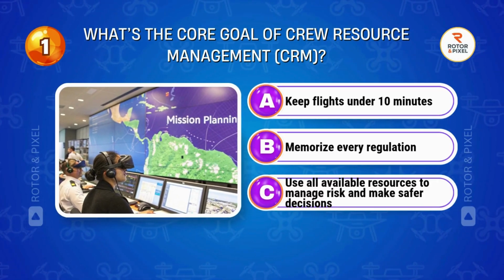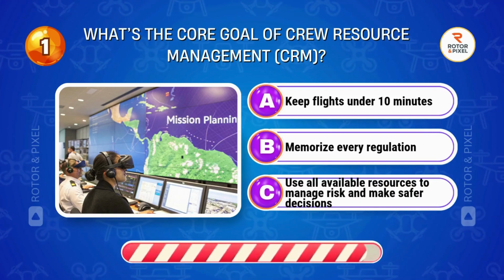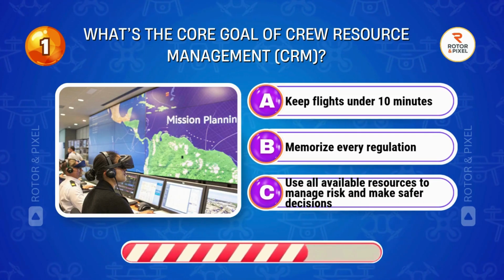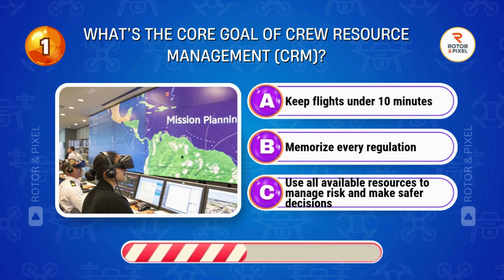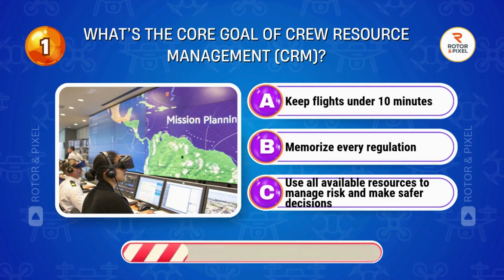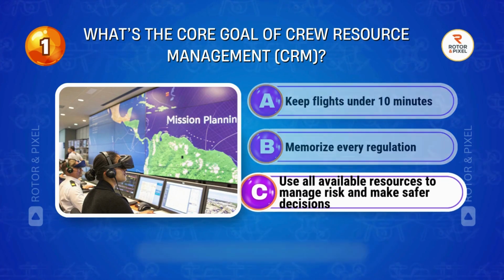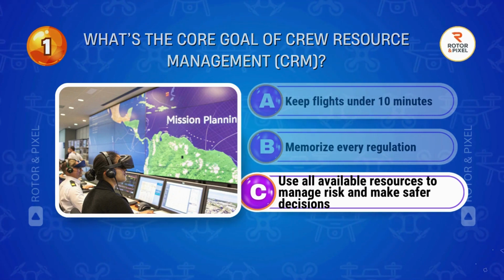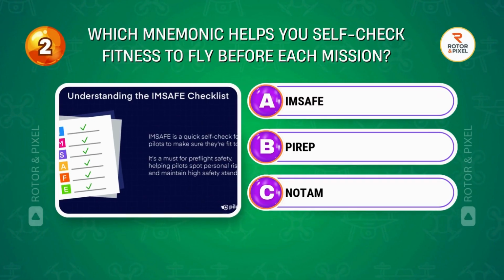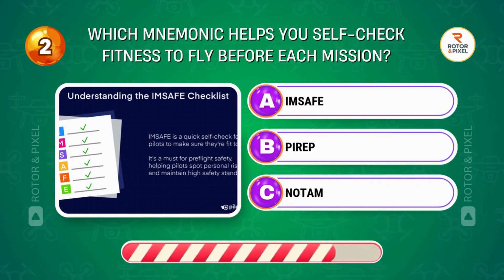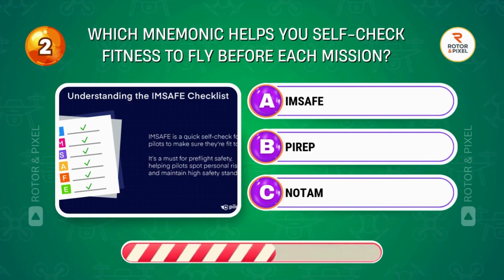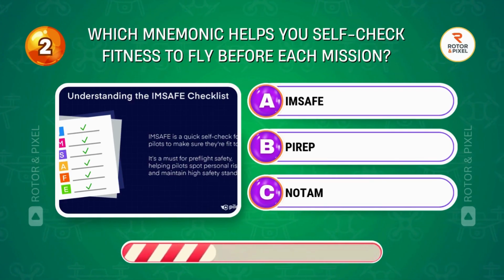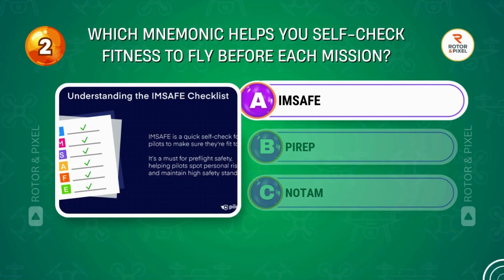What's the core goal of Crew Resource Management, CRM? Answer C, use all available resources to manage risk and make safer decisions. Which mnemonic helps you self-check fitness to fly before each mission? Answer A, IMSAFE.